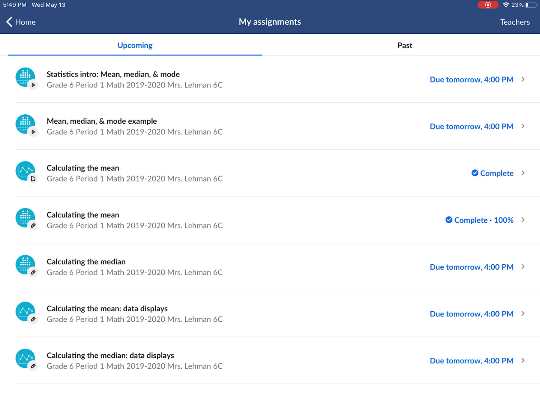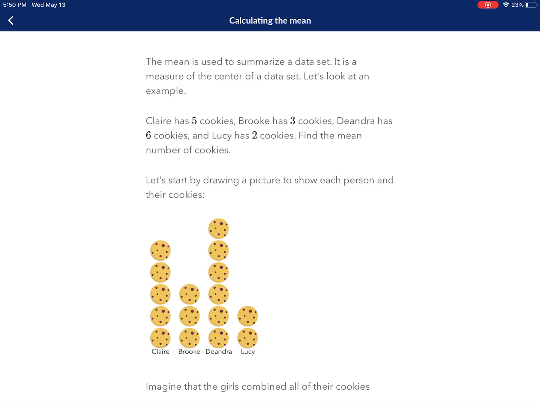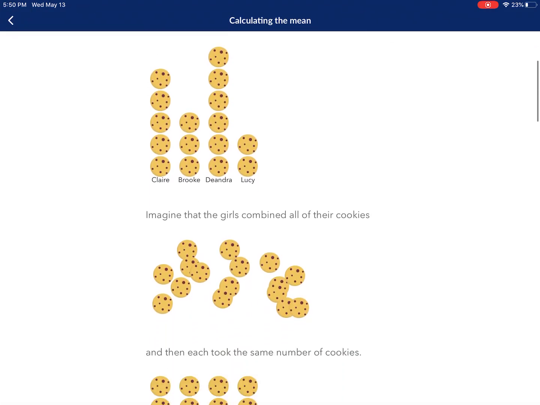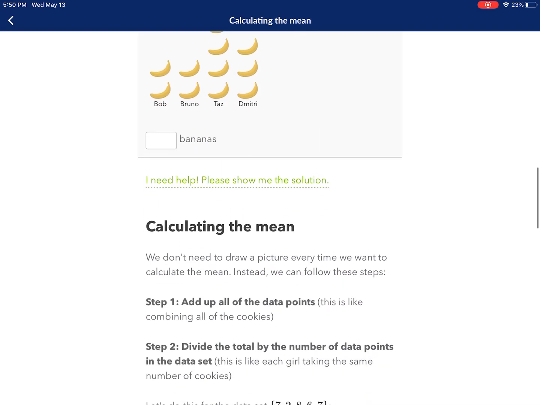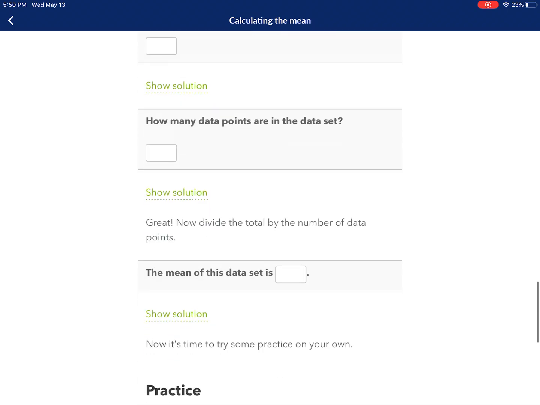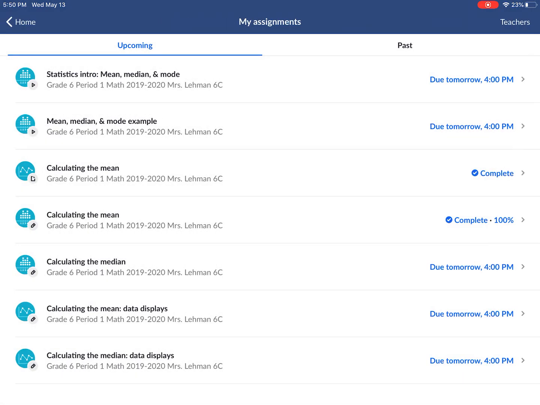The first 2 that you see are just videos on how to do mean, median, and mode, and the third thing you see, calculating the mean, is an article. It takes you through a few examples and shows you how finding the mean, finding the average, works, and how to calculate it, and gives you all the steps and some examples that you can try there.